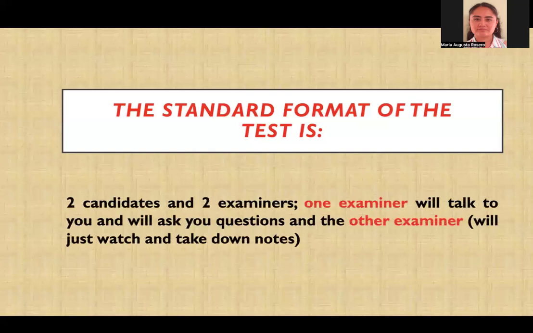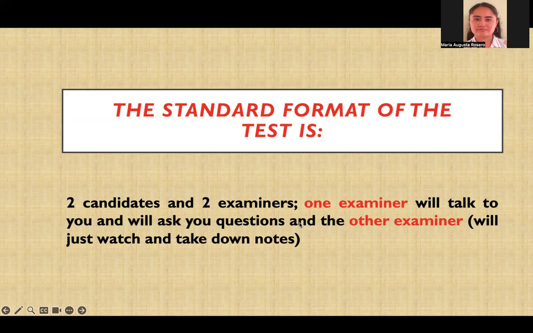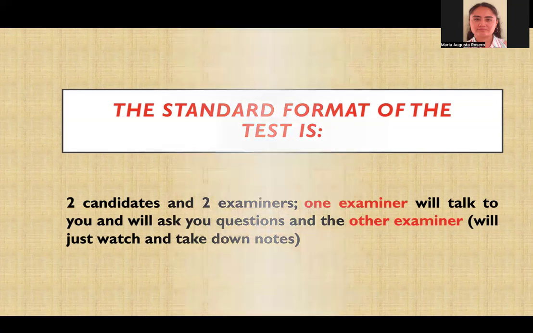And it is absolutely important for you to know that this evaluation involves two candidates and two examiners, right? One examiner will talk to you and will ask you questions, whereas the other examiner will just watch and take down notes. So you don't have to take the second examiner into consideration, because they are only taking down notes, but you have to pay attention to the first examiner, the one who is talking to you directly. That is the main one, right?